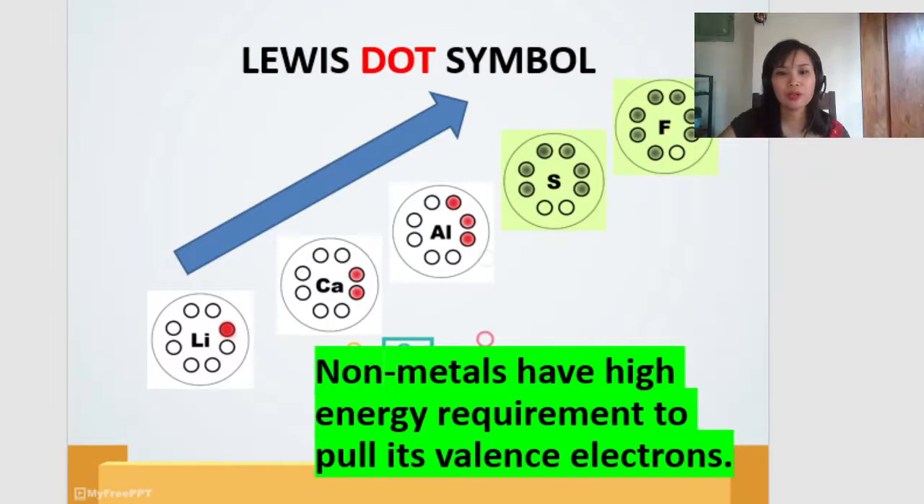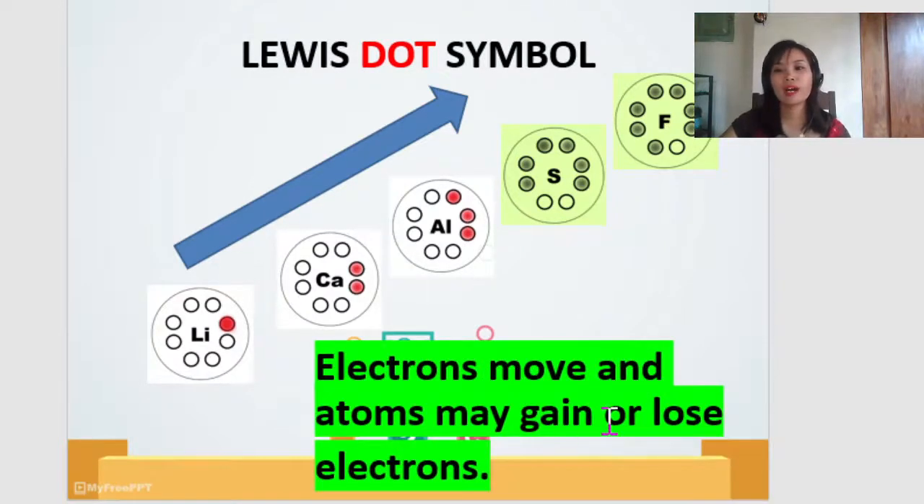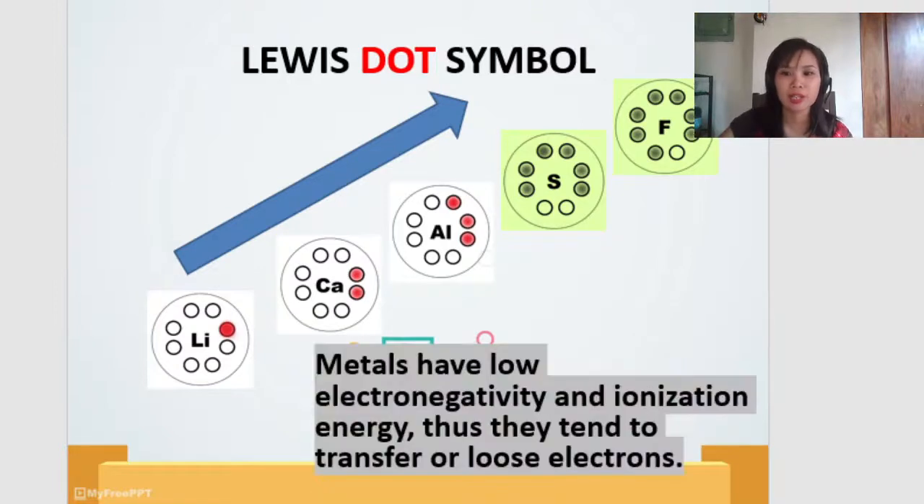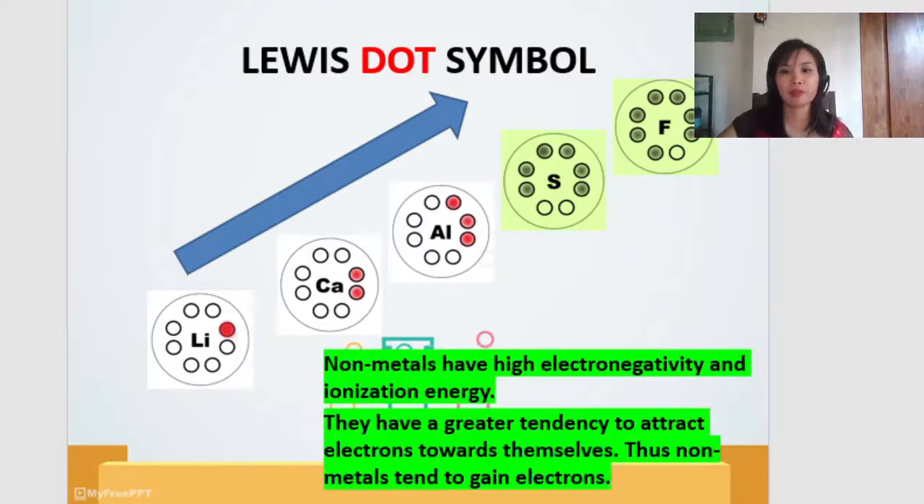Okay? So, electrons move and atoms may gain or lose electrons. So, sa electrons, yung mga valence electrons natin, sila yung capable na mag-gain or mag-lose. Sila yung pwedeng i-gain, pwedeng i-lose na electrons. Sino sila? The valence electrons. Metals have low electronegativity and ionization energy, thus they tend to transfer or lose electrons. So sila lithium, sila ang mas dali makahatag o maka-lose of electrons compare with the sulfur and fluorine.